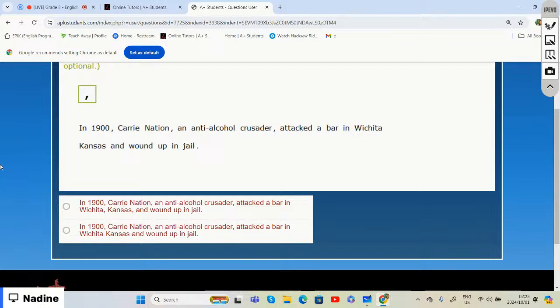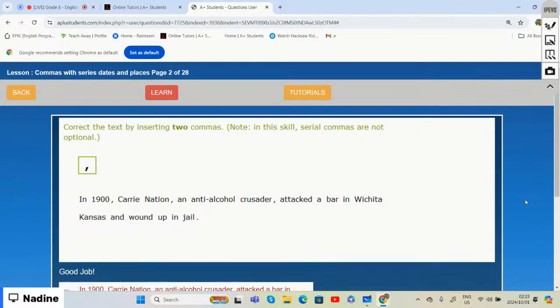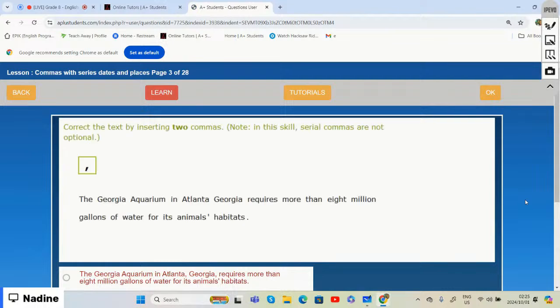And if we were to choose the correct option, we will choose option 1. We had to add the comma after the city as well as after the state. The next one says we need to correct the text by inserting two commas.